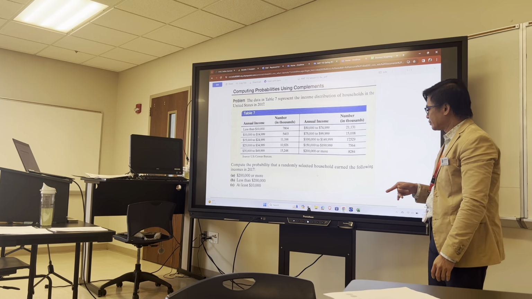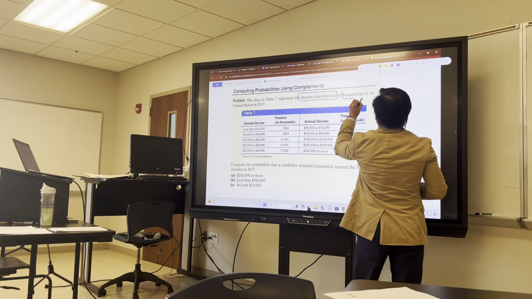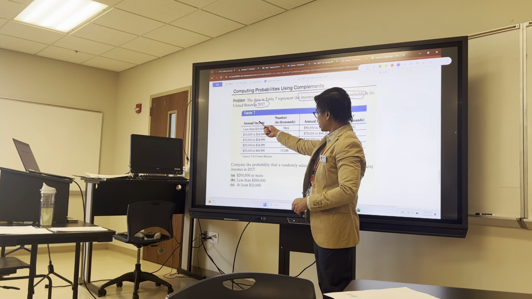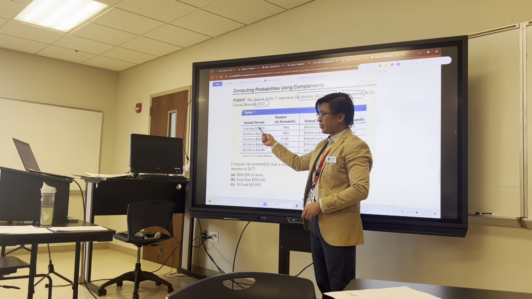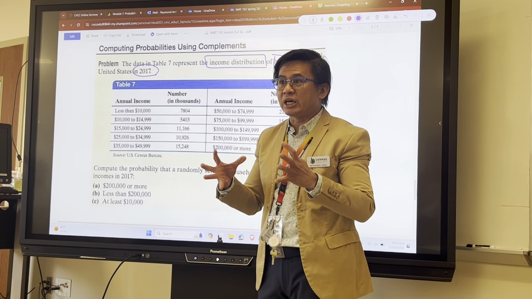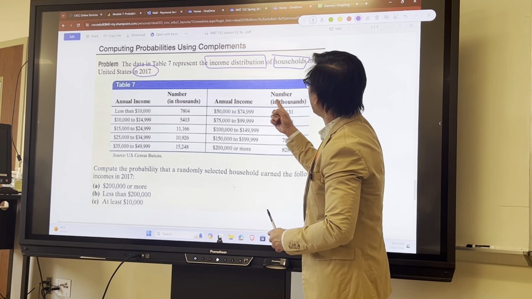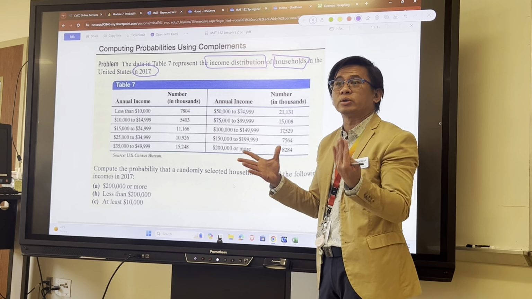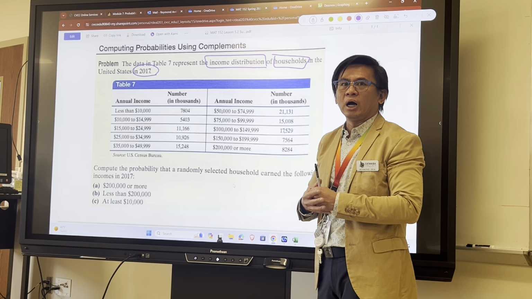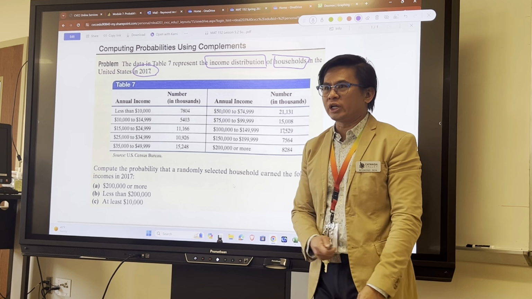The data in table 7 represents the income distribution of households in the United States in 2017. So these are the income distribution of households in the United States year 2017. That's the annual household income, right? From less than 10,000 to more than 200,000. And that's annual, in a fiscal year. That means from January to December. And those are the number of households, not people, all right? Although definitely there are some households where there's only one person, there are also households that have extended families and whatever the household situation is. Get it? Anyway, going back in here, let's read what we're gonna do for letter A.